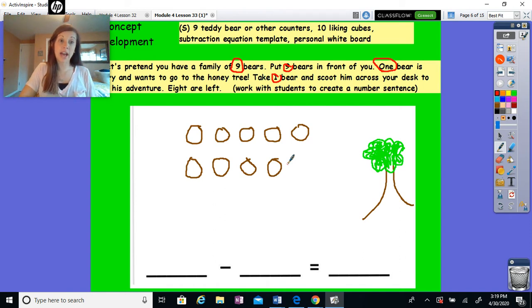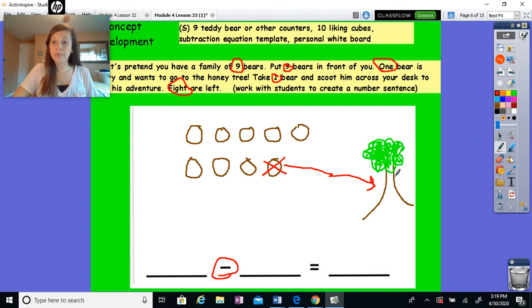It said one bear got hungry. I'm going to cross this bear out. He's going to go to the honey tree to eat some honey because he's hungry. Then it says 8 are left. So let's count to make sure that we have 8 left. 1, 2, 3, 4, 5, 6, 7, 8. Yes, we do. So now the only thing left to do is to write our number sentence down here. Now remember, this sign in the middle is the minus sign. Remember, we take away when we see that sign.